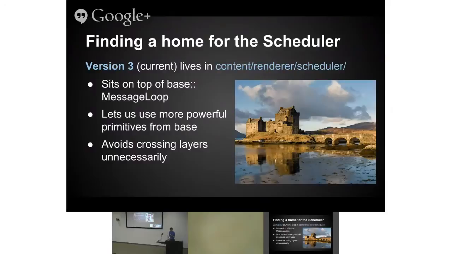So from that we get to version 3, which is where we are currently. The Blink scheduler lives in the content layer of Chrome, so not in Blink anymore, and it basically sits on top of the message loop. The message loop is still in charge of running the show, but we implement our own queuing on top of that. The nice thing is that it lets us use all these nice building blocks from base to make our classes and functionality, and we don't have to cross all these layers that I was talking about earlier. So that's where we are at the moment.